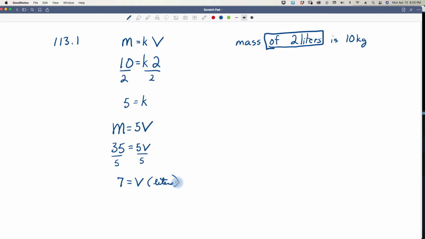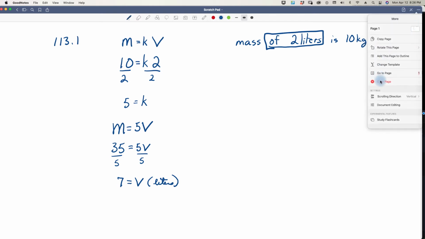It's all about understanding what you are reading and knowing a little bit about what these things are. Okay, if you know that a liter is volume, and you know that a kilogram is a weight, and you know from chemistry or physics, mass is weight. Mass is not volume. It has to do with the weight of something. All right, let's do 113.2.